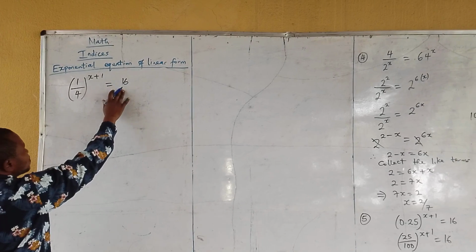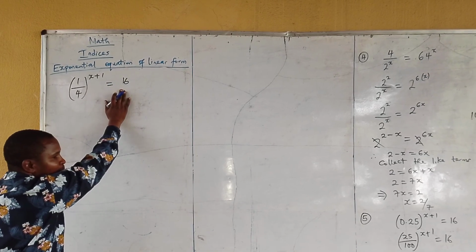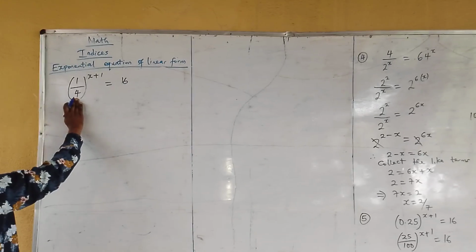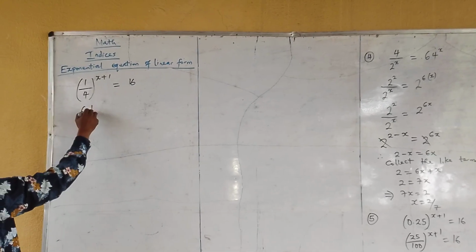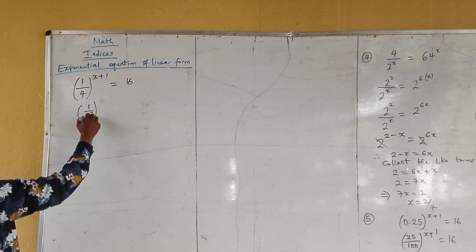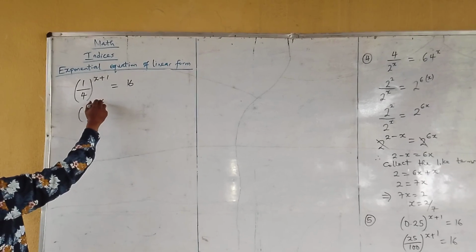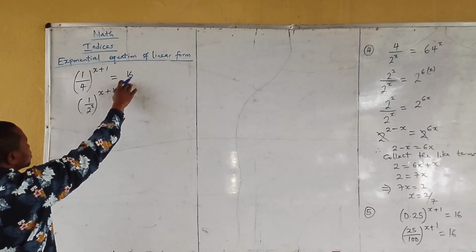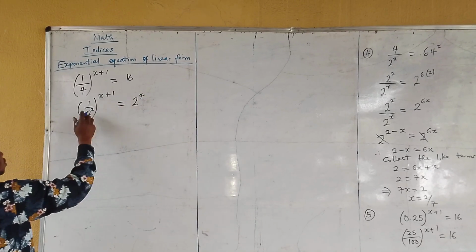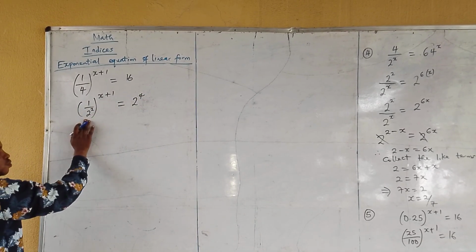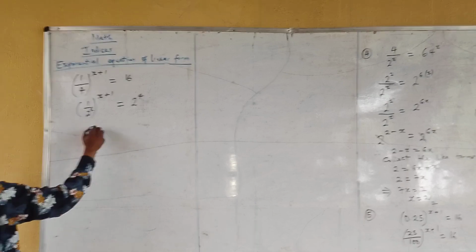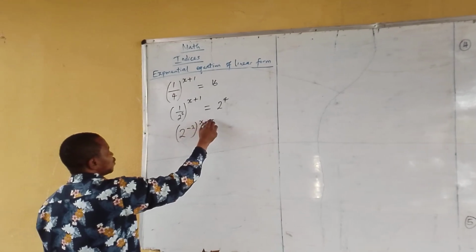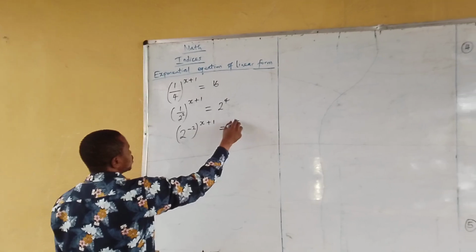And we are going to express this 16 as a product of its prime number in index form as well, and the same thing is applicable to this 4. So we are going to have 1 over 2 raised power 2 in bracket, raised to power x plus 1 is equals to 16, which will be 2 raised power 4. 1 over 2 raised power 2 in indices form will be 2 raised power minus 2. Don't forget, in bracket, raised power x plus 1 is equals to 2 raised power 4.